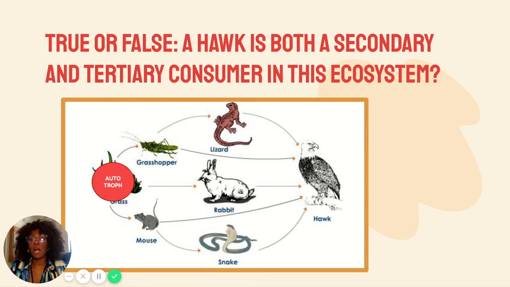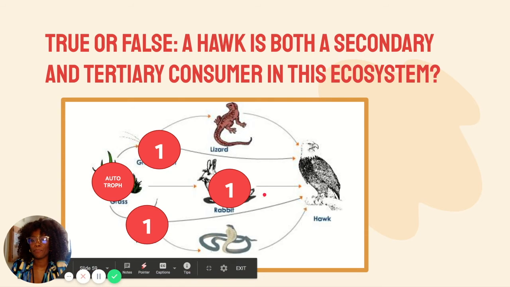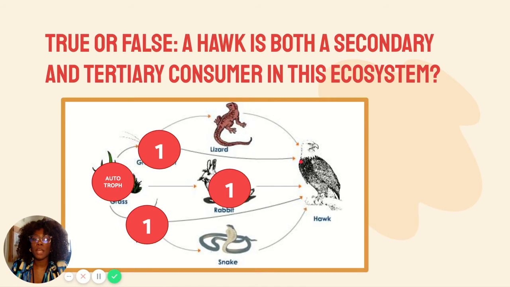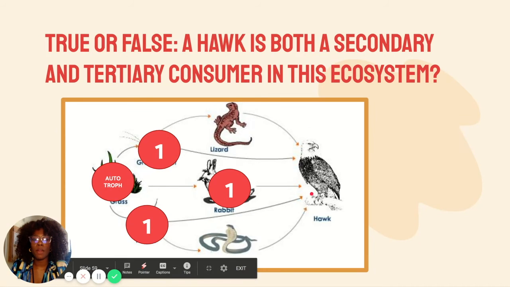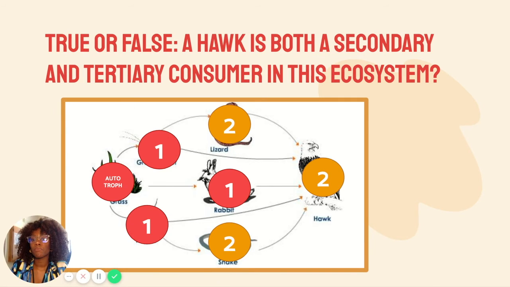So first things first, we're going to label our autotrophs, which is, in this example, there's only the grass. Whoever the autotroph gives its energy to, so the grasshopper, the rabbit, and the mouse, those are all going to be primary consumers. So I'm going to put a 1 on them. Whoever the primary consumers give their energy to, see how I'm following the arrows? Primary consumer, boom. Primary consumer, arrow. Primary consumer, arrow. Okay? All of those things are going to be secondary consumers. Okay? See that?